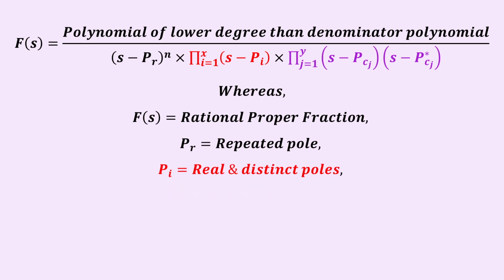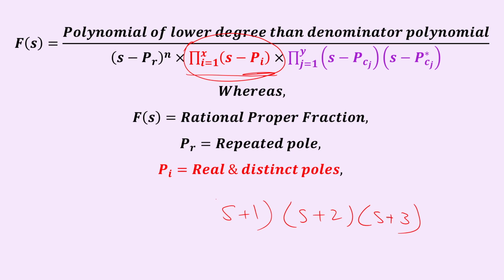Next is the case for PI. PI is basically real and distinct poles. So it is a product of real and distinct poles. There can be any number of real and distinct poles which are all getting multiplied by each other. For example, it could be (s plus 1) into (s plus 2) into (s plus 3). So here we can see that 3 real and distinct poles are getting multiplied. This factor is basically showing the real and distinct poles all multiplied together.